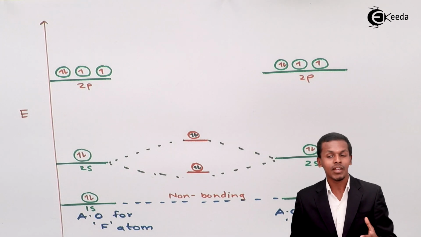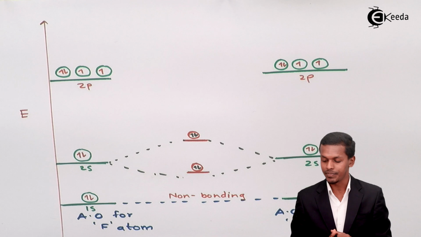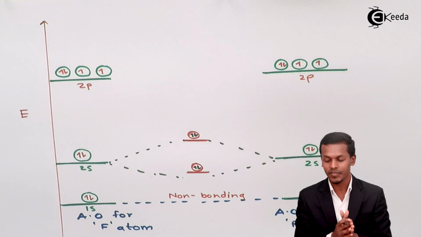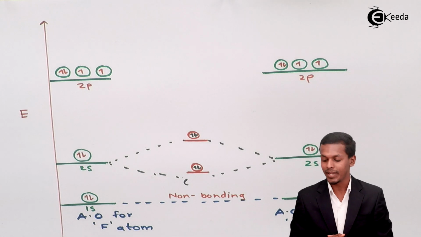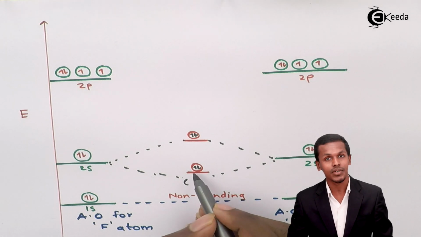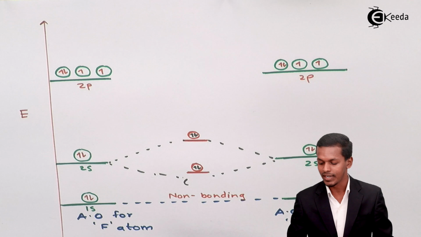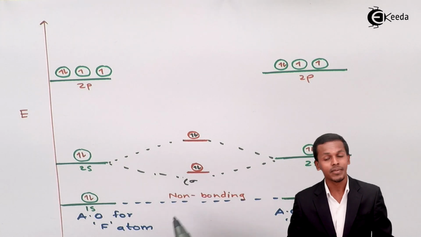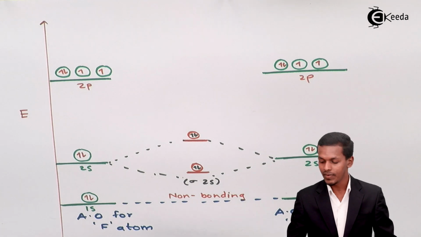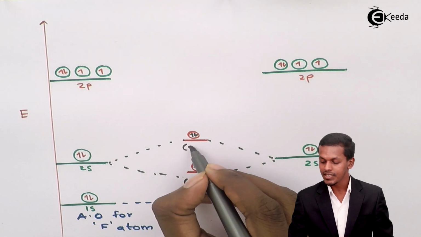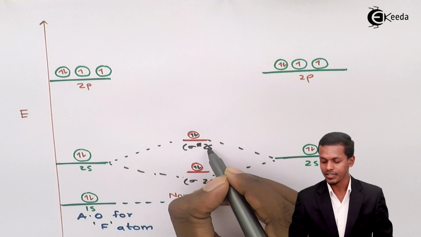But every molecular orbital has a particular designation, and we denote it with a particular name. The designation of this molecular orbital will be basically the sigma 2s molecular orbital, while this one would be the sigma star 2s orbital.